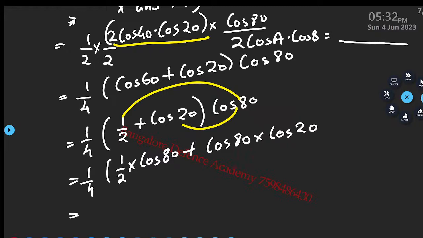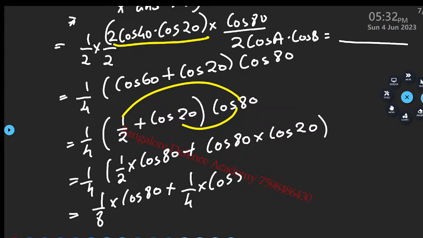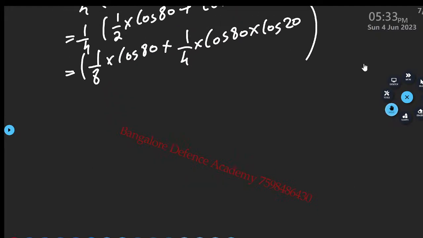I can multiply this 1 by 4 like this. So 1 by 4 into 1 by 2 कितना हो गया? 1 by 8 into cos 80 plus 1 by 4 into cos 80 into cos 20. Okay, so now this is the complete thing. Now tell me what is missing here. Here this looks like what? Cos A, cos B. But what is missing here? 2. So multiply and divide by 2.